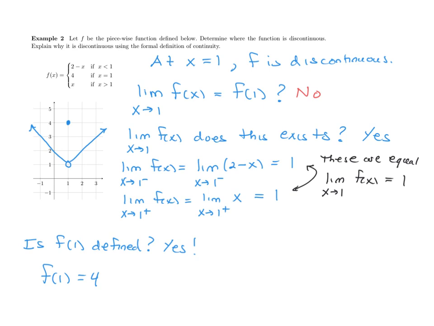It is, in this example, that the limit as x approaches 1 of the function is not equal to the value of the function at 1. Those are different. The limit is 1, and 1 is not equal to 4. That's what goes wrong in this definition, and that's why formally it is not continuous at x equal to 1.